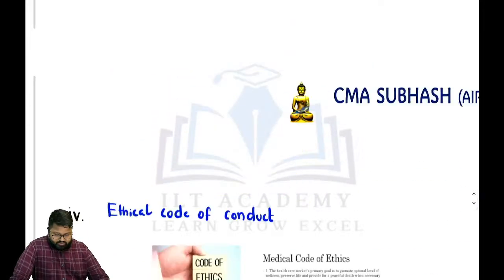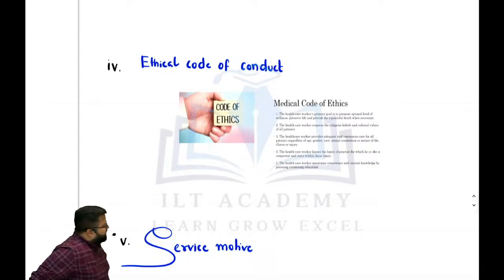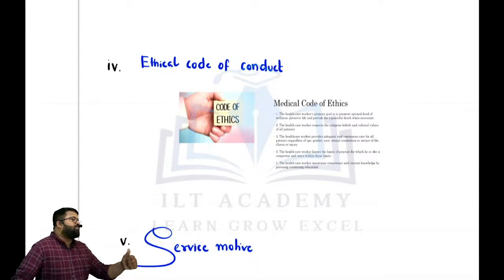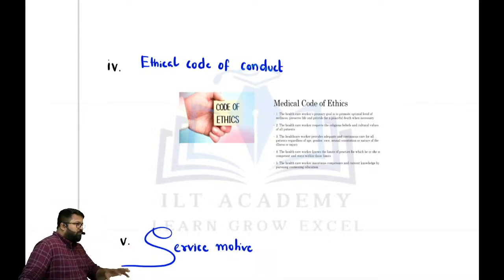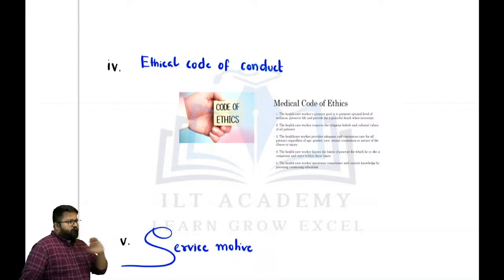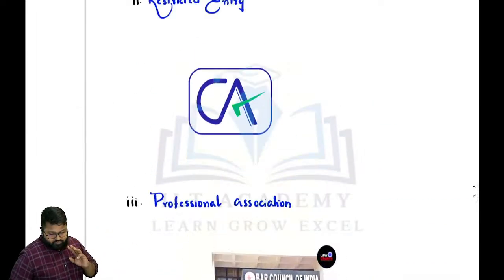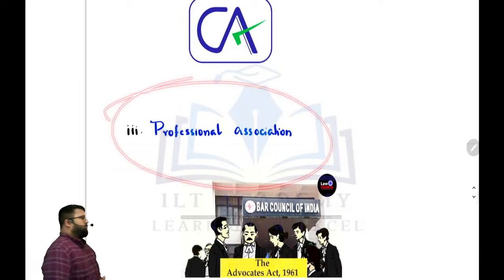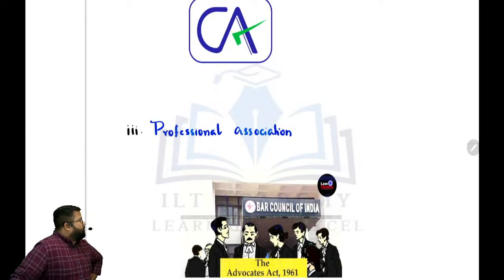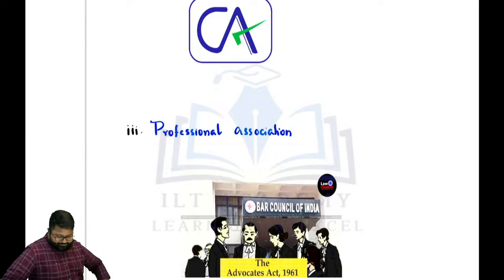Okay, and what is the last but one point? Ethical code of conduct. Every profession will have a different code of conduct. I will give you time. Wait, no issues. When I give time, you can write. You need not worry. The third point is professional association. To call management a profession, the third point should basically be satisfied. What type of association, ma? Professional association.